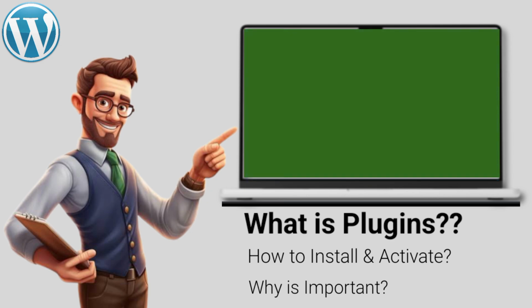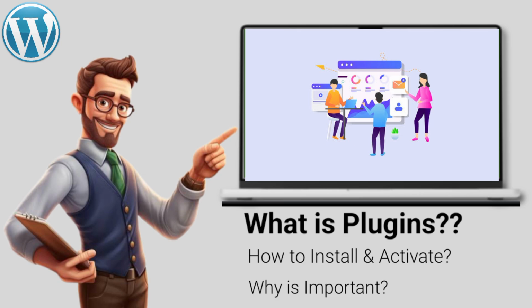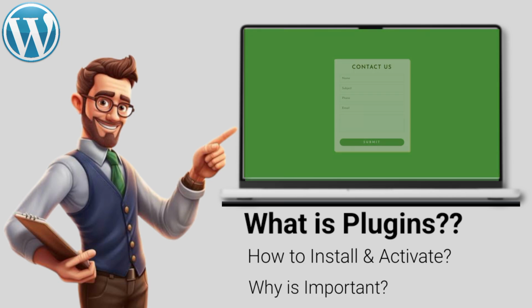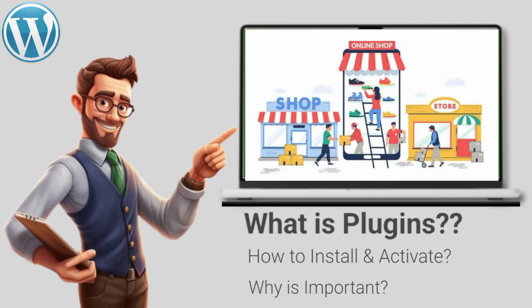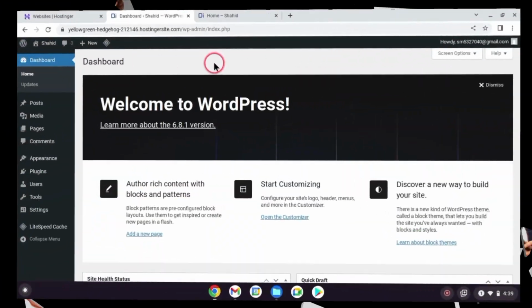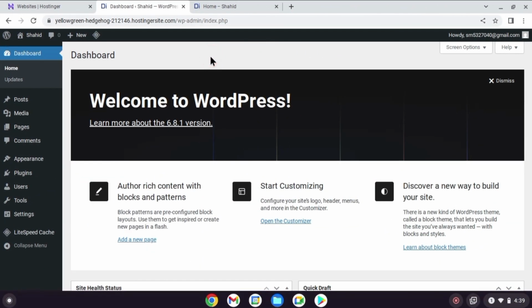Plugins are like small apps or tools that you add to your WordPress website to add extra features. For example, you can use a plugin to add a contact form, improve your SEO, speed up your site, or even create a full online store. So alright, let's now install a plugin together.